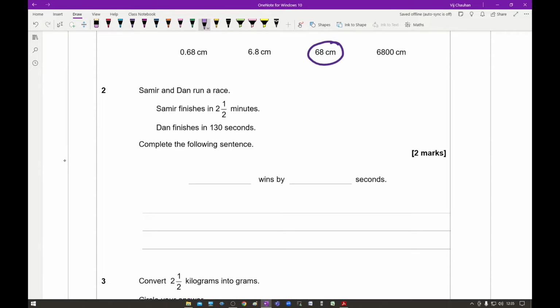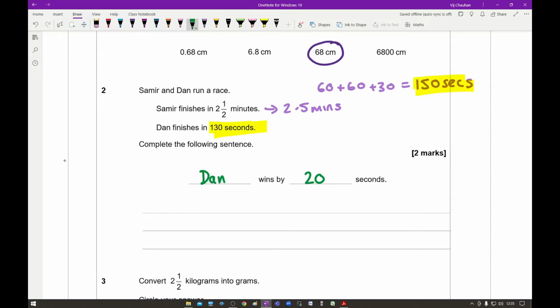So 2.5 minutes is another way of saying 2 and a half minutes. And there are 60 seconds in 1 minute, so 2 minutes is going to be 60 plus 60, and in half a minute, there are 30 seconds. So if I just do 60 plus 60 plus 30, that's going to give me an answer of 150 seconds. So then the two times I need to compare are 150 and 130. So who wins? It's going to be Dan, and by 20 seconds.